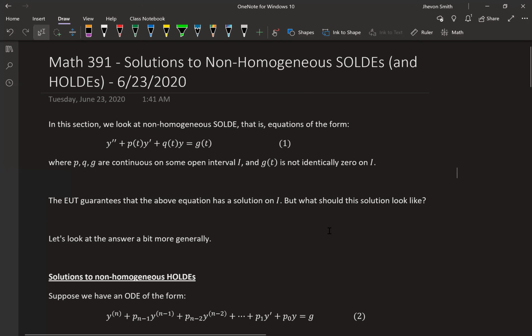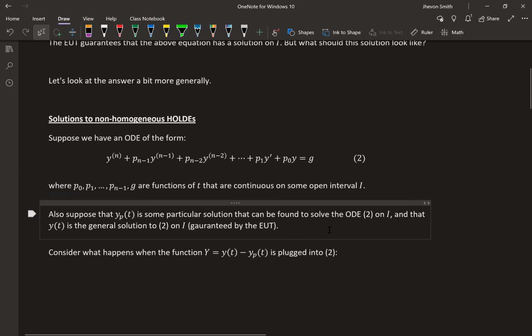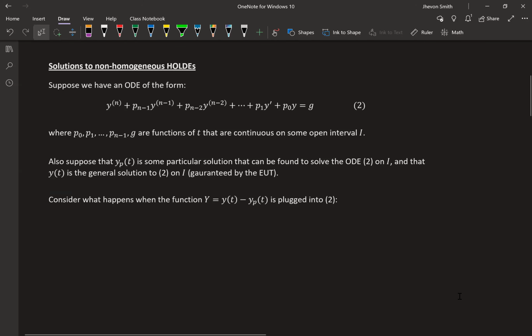So what would the solution actually look like? What I want to do is start with the higher order version. I'm going to show you what the solution here would look like, and then you can actually break it down to the second order version. So here's the thing. Suppose I have an nth order linear differential equation. All these functions are continuous on some open interval I, and so I'm just only there.